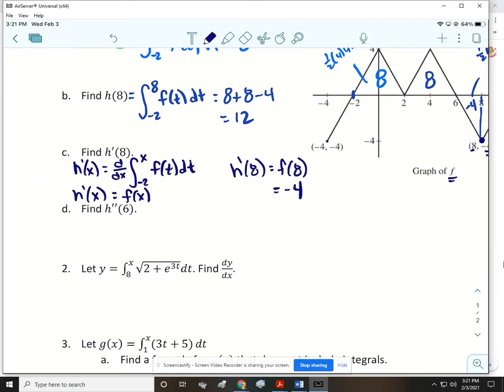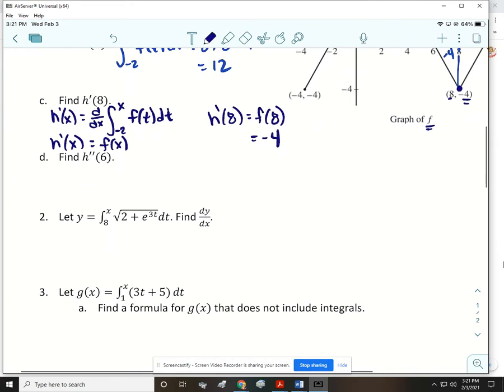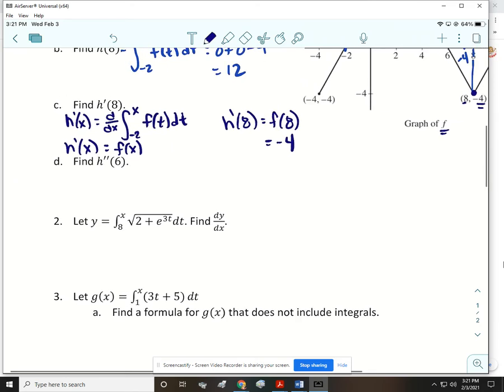All right, and then for D, we want to find h double prime of 6. So if we want to find the second derivative, what we'll do is just take this first derivative right here, and we'll find the derivative of it. So h double prime of x is going to be equal to f prime of x.